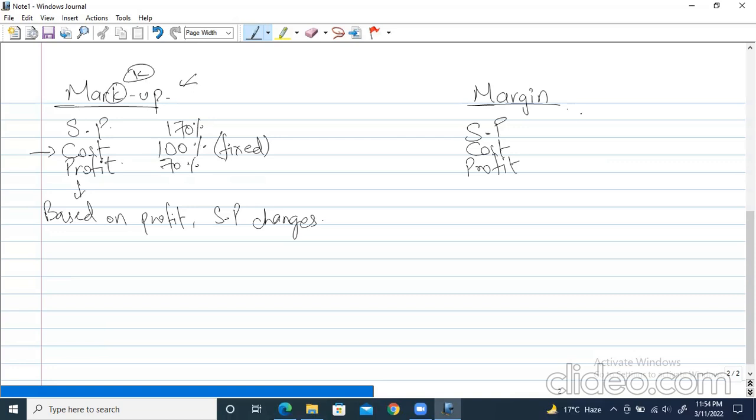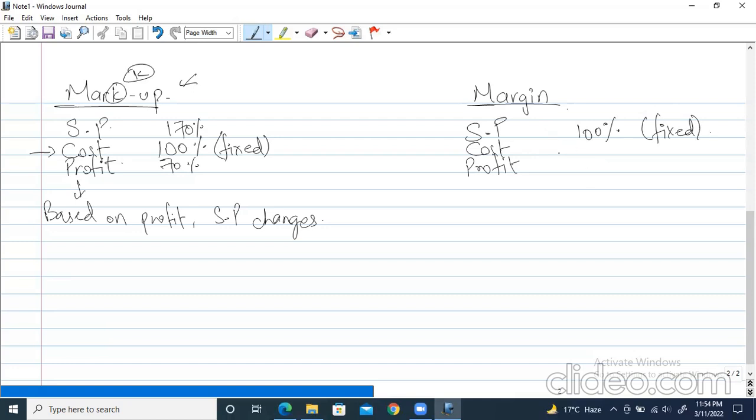Now talking about margin, I'll first discuss margin and then we'll do examples regarding these. Talking about margin, it's also very simple. In margin, always remember that cost is not fixed. The selling price is fixed in the margin. So cost is not anymore fixed.